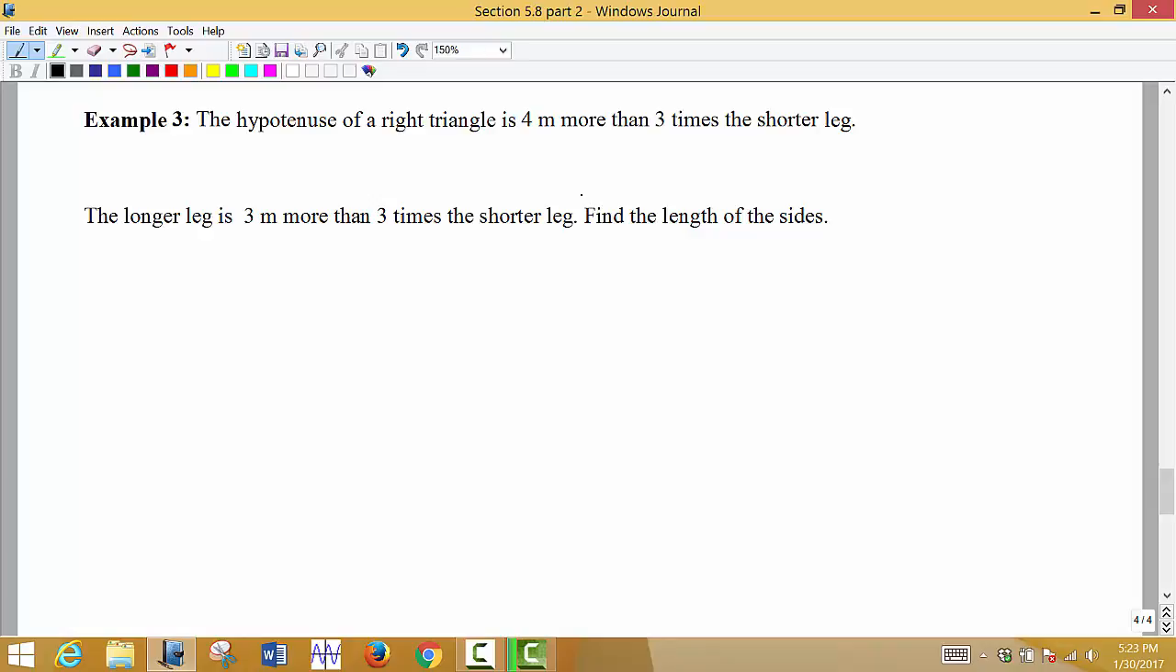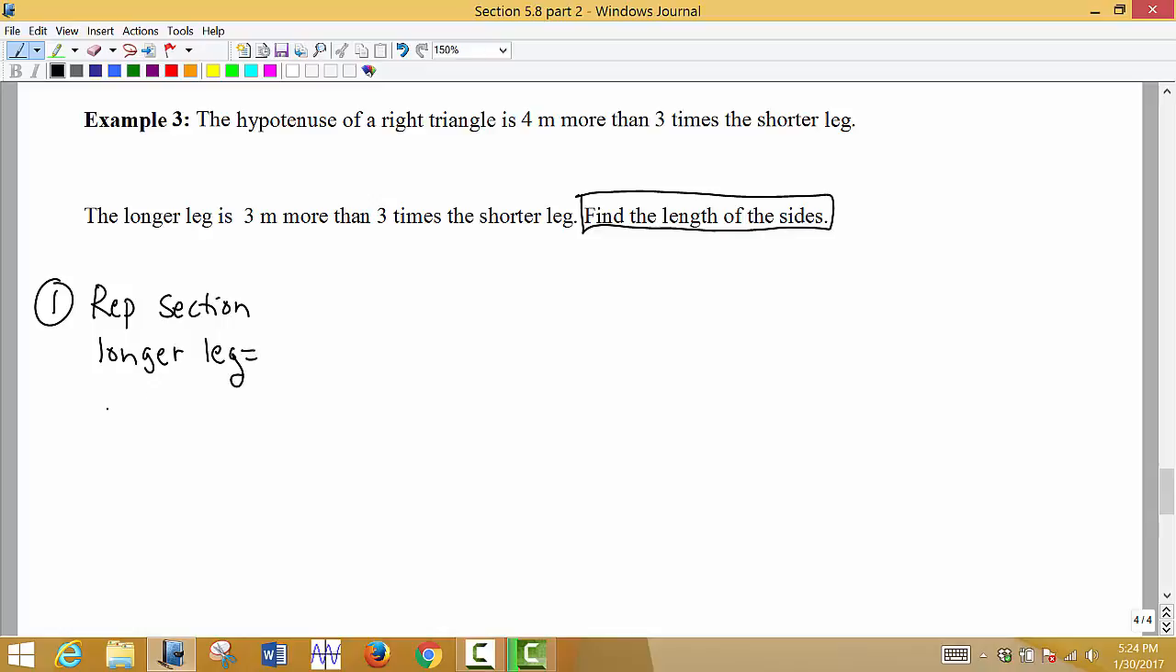If we're asked to find the length of the sides, this is where I'm going to start with what I'm being asked to find. So the representation section is going to include a list of what we're asked to find. We're asked to find the length of all 3 sides. So I'm going to make a description of longer leg, shorter leg, and hypotenuse. So I'm making a list of what I'm being asked to find.